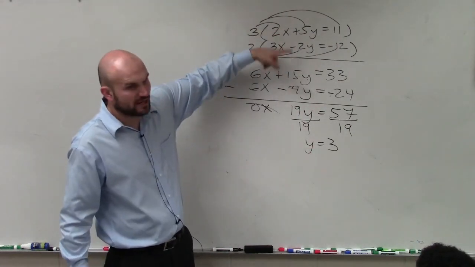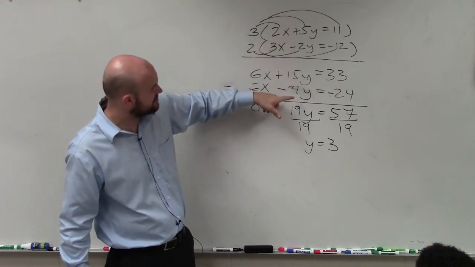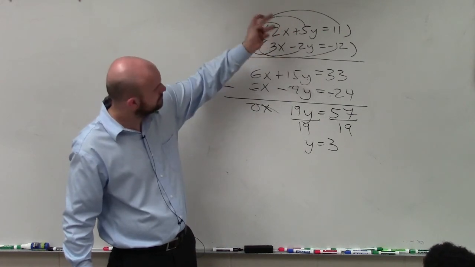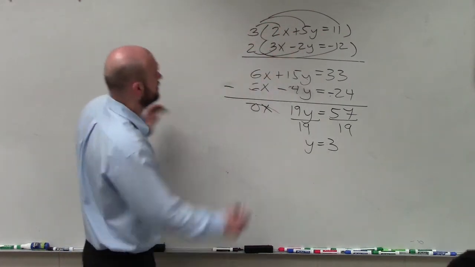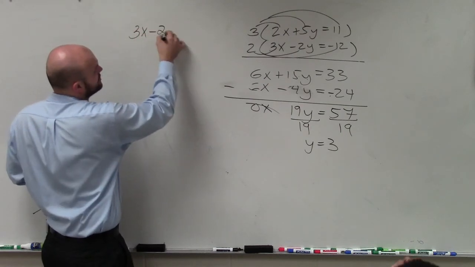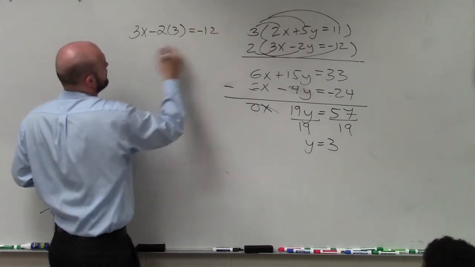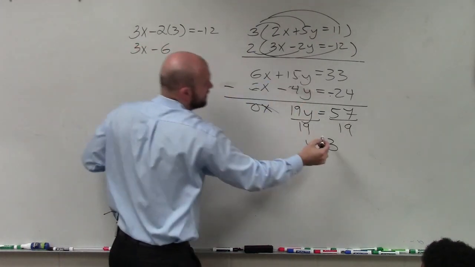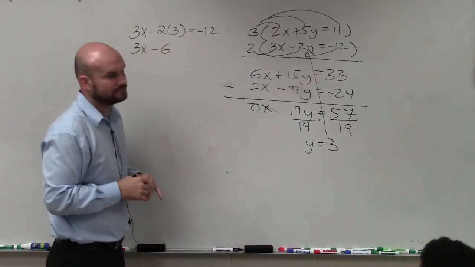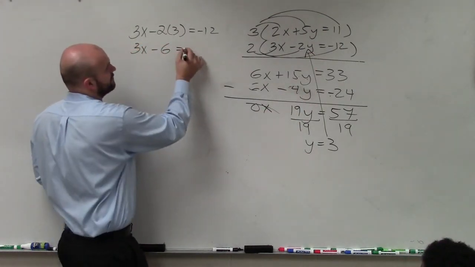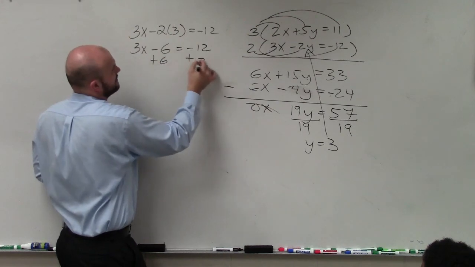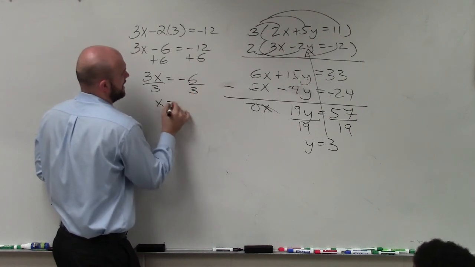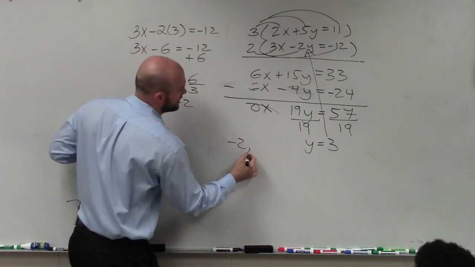Now, once I know what y is, I need to figure out what x is. So I need to go back into one of these equations and plug it in. Noah, which equation would you like me to plug it into? The top or the bottom? Bottom. OK? So I take 3x minus 2 times 3 equals negative 12. I took y and plugged it into that equation. Add 6. 3x equals negative 6. Divide by 3. x equals negative 2. Now I know my coordinate is negative 2, 3.